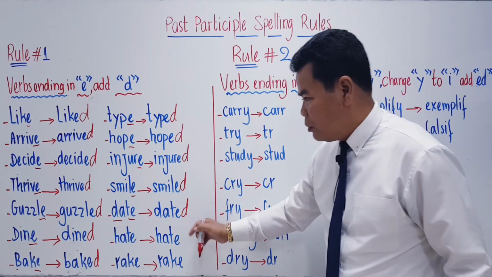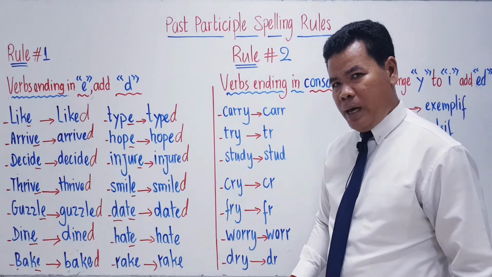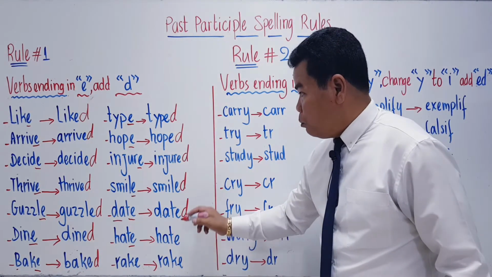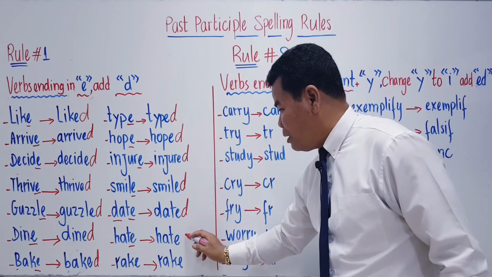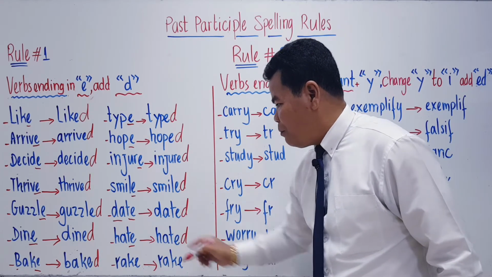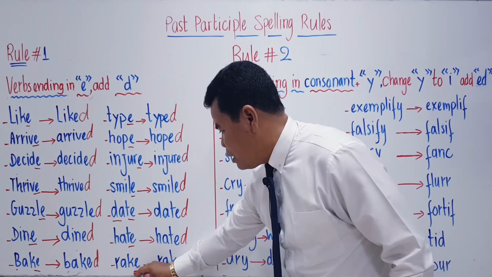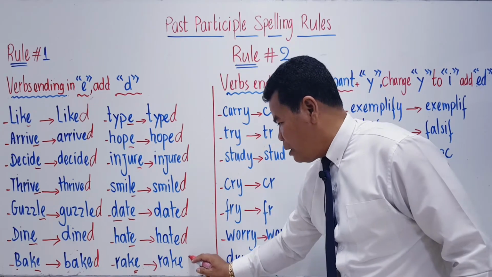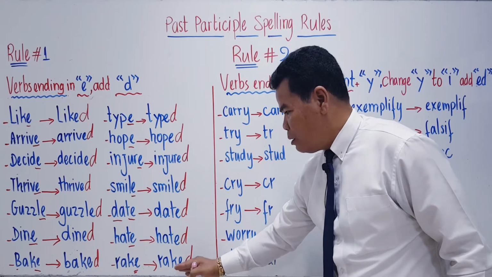That's all. Hate, E at the end of the verb. Okay? So before you make it into the past participle, you have to add only D. So we have hated. Rake, E at the end of the verb. Past participle, add one more D. So we have raked.